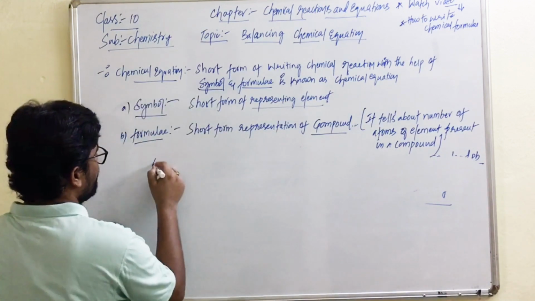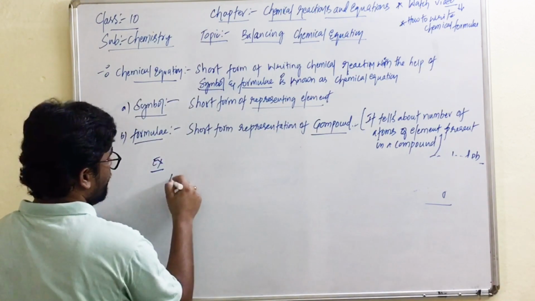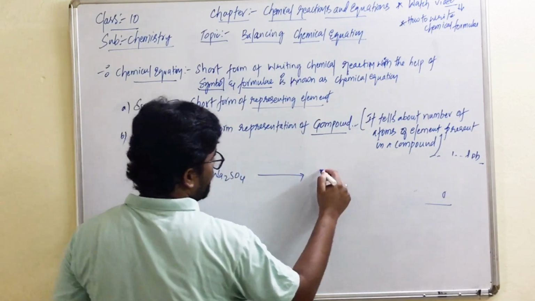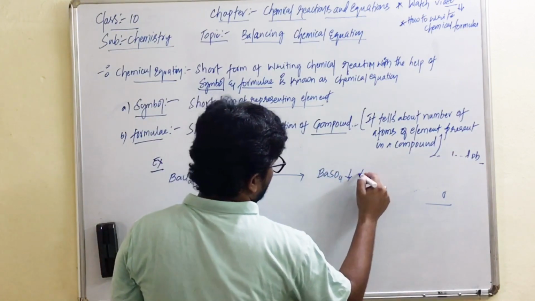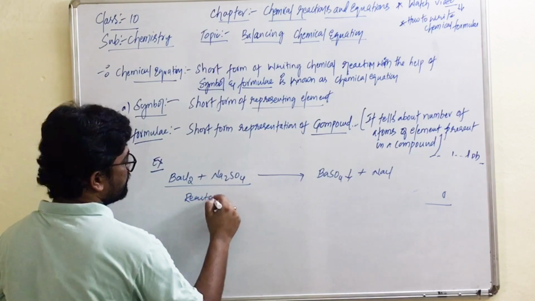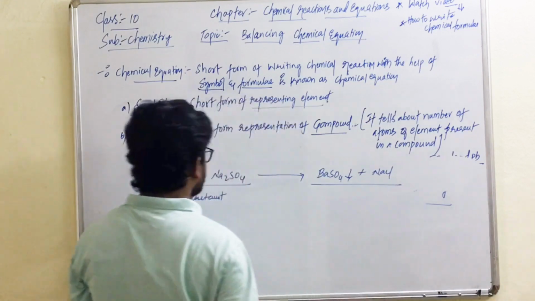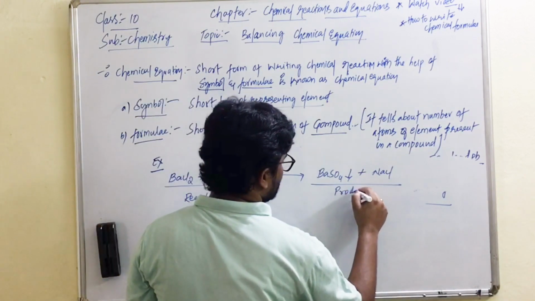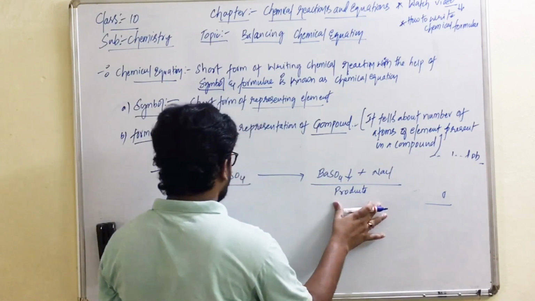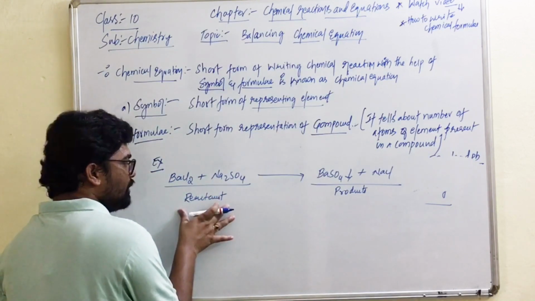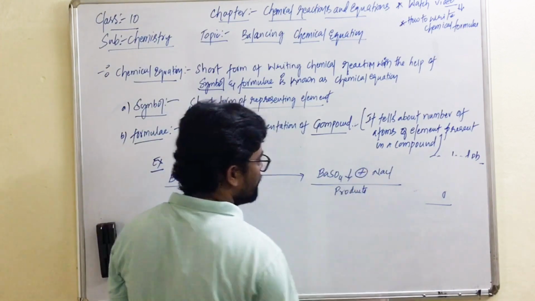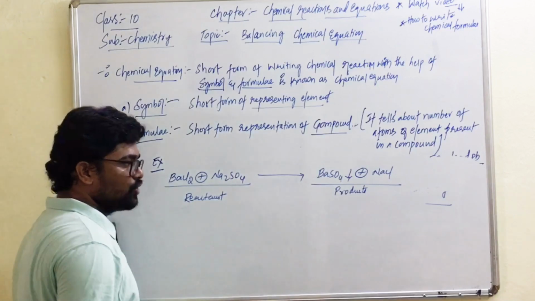What is that third activity we discussed? Barium chloride, BaCl2, reacts with sodium sulfate. It forms a precipitate called barium sulfate plus sodium chloride. Here barium chloride and sodium sulfate are reactants, right? And barium sulfate and sodium chloride are products. Here I have two reactants separated by a plus sign, and two products separated by a plus sign, and this arrow mark indicates the direction of reaction. Is it clear?